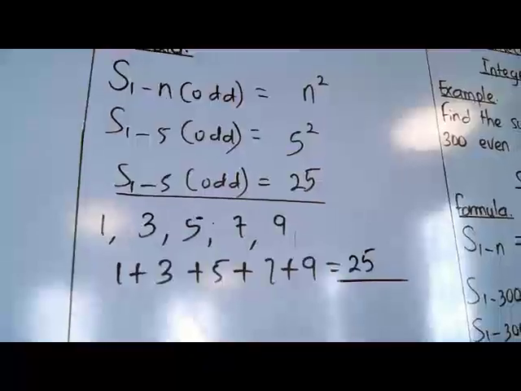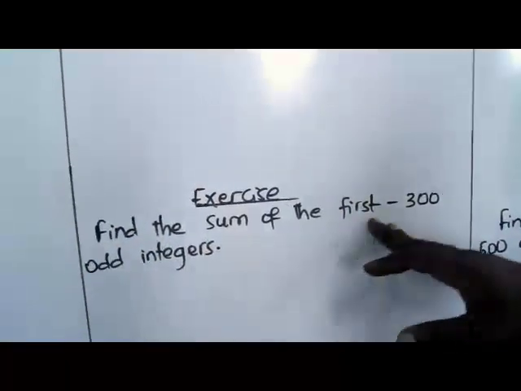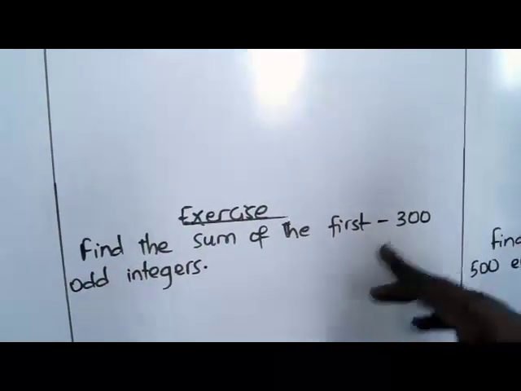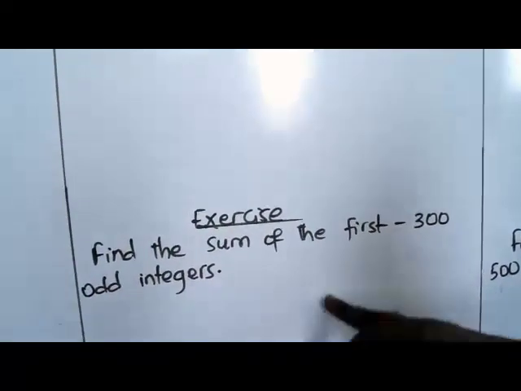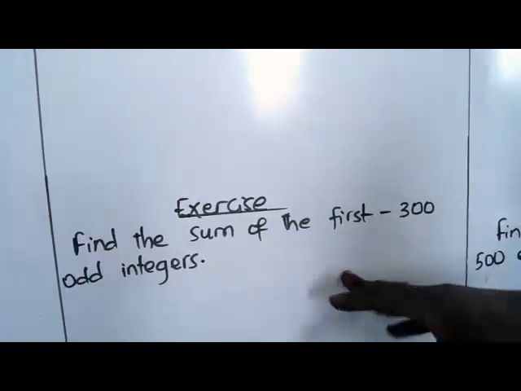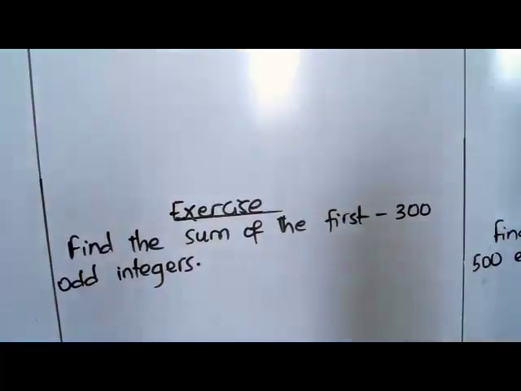So if I'm going to give you an exercise on this, I'm not going to give you a small number. I'll be giving you a big number, like finding the sum of the first 300 odd integers. It will be a very long way for you to start listing all the odd integers from 1 up to the 300th odd integer. But with the formula, all you are doing is just to square 300, and then you have your sum.